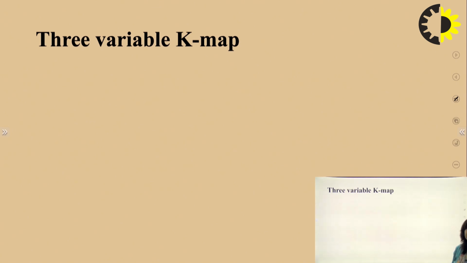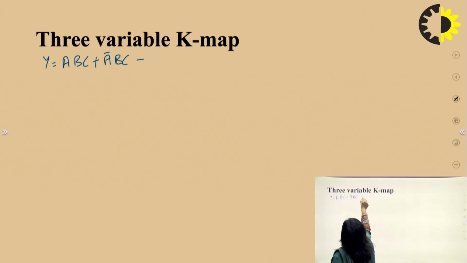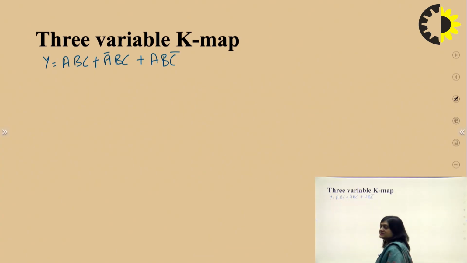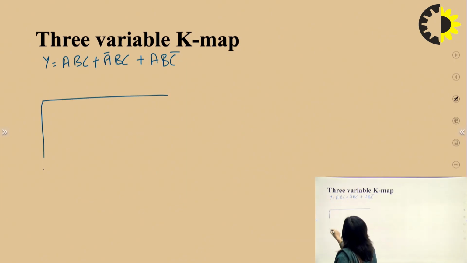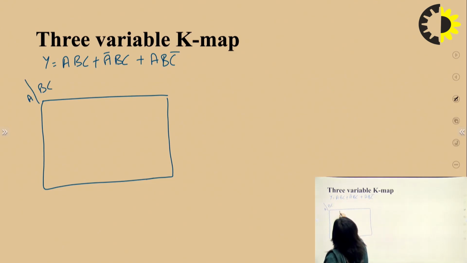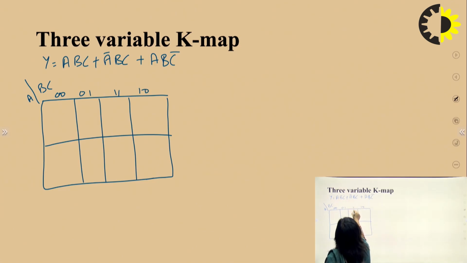Now the 3 variable K-map. In the 3 variable K-map, we have 3 variables. The expression is in this way: A B C, A bar B C plus A B C bar. Now we have to simplify this expression. So for this we will make the 3 variable K-map in this way. This is A, this is B C, and this is the problem of the SOP. So this is 0, 0, 0, 1, 1, 0, 1, 1, and this is 0 and this is 1.